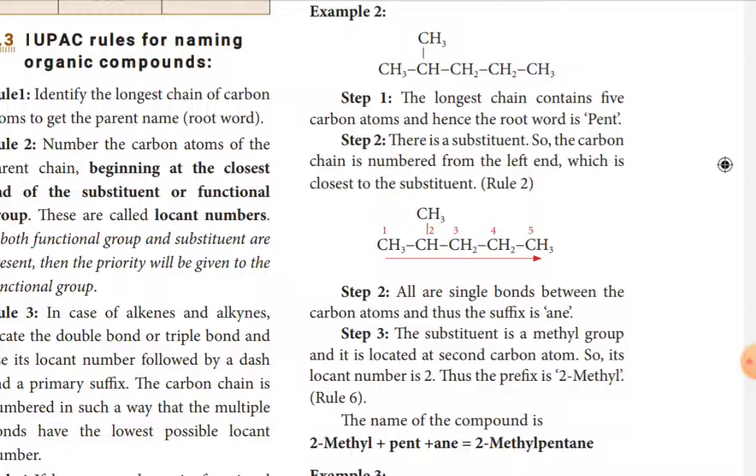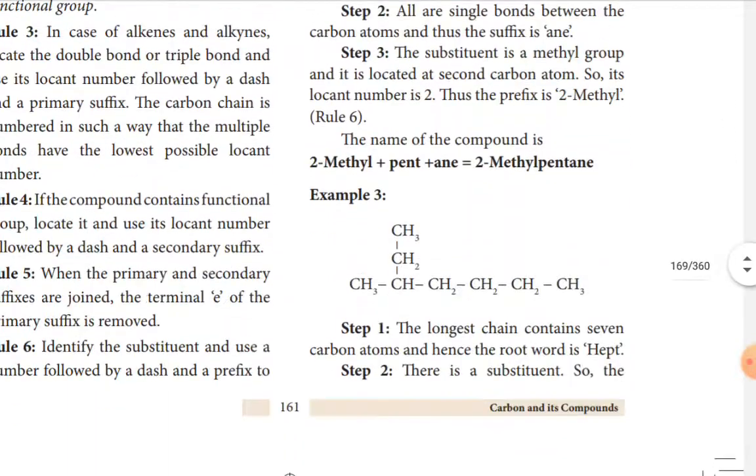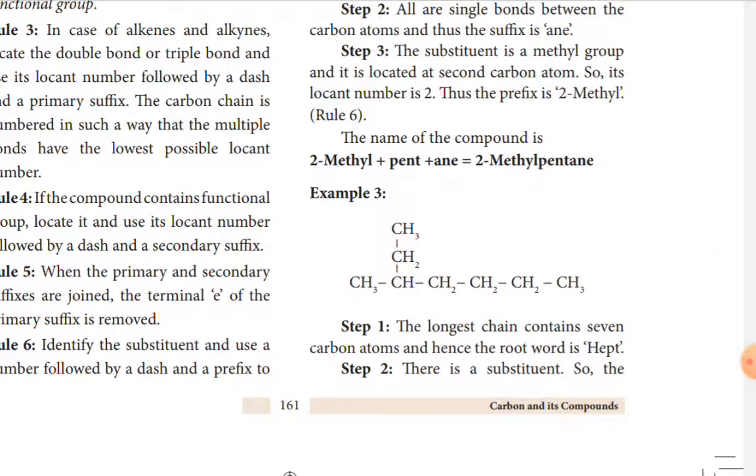And what is the parent skeleton? Pent, because 5 carbon. 2-methyl plus root word pent, plus it is a saturated hydrocarbon, so it ends with ANE. So 2-methyl plus pent plus ANE. When you combine all this, you will get 2-methylpentane. Then similarly, you can take one more example.